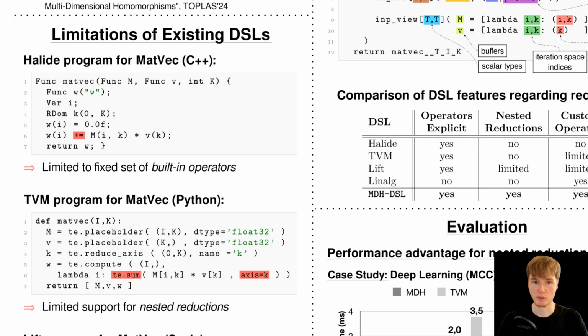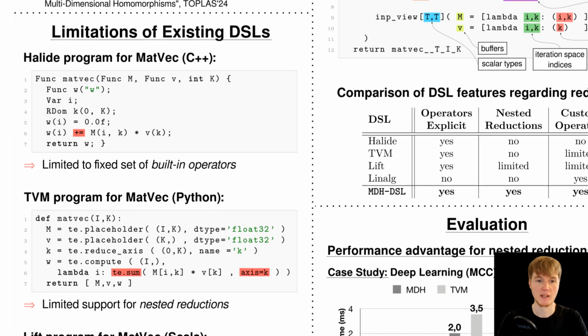The program is an intuitive C++ program where we have inputs as function parameters, define an output buffer, a reduction axis, and finally the computation itself in a format that resembles kind of an einsum notation. And while Halide explicitly expresses reduction operators in its DSL, like the plus, for example, we see here, it is limited to a fixed set of built-in ones. And furthermore, due to the einsum-based notation, Halide also has limited support for nested reductions that are used in computations from deep learning, for example, as we will see in a moment.